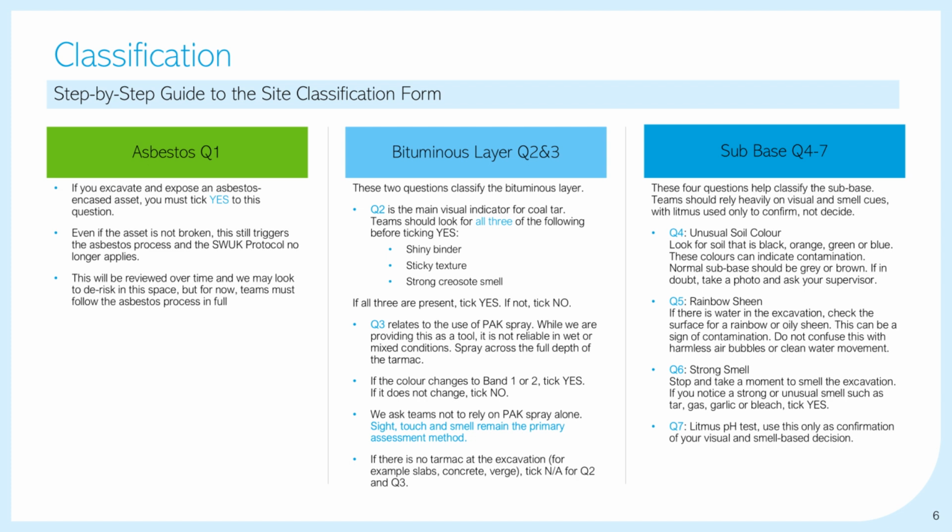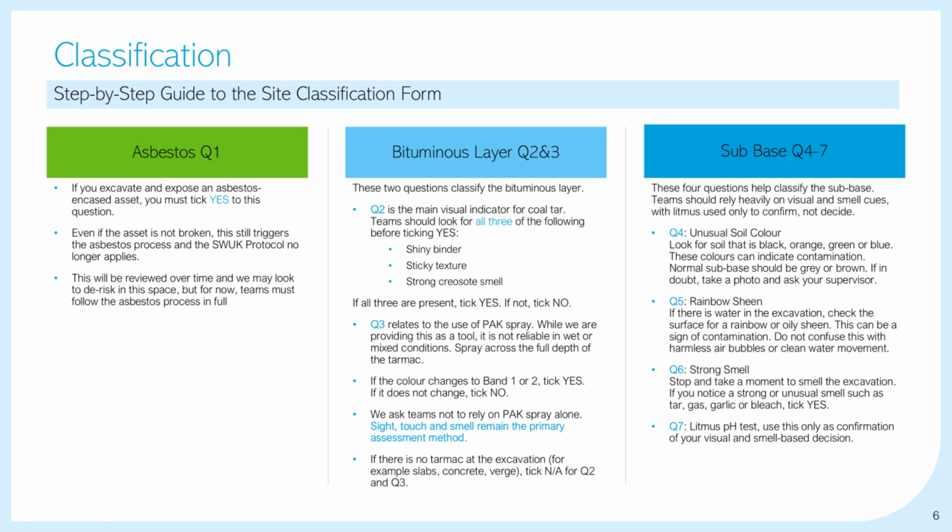Question 1 is for asbestos. If you uncover an asset that looks like asbestos-containing material, see fibers, or suspect asbestos is present, even if intact, tick yes. The protocol stops, and you follow the asbestos process in full. No further classification is done on that job.